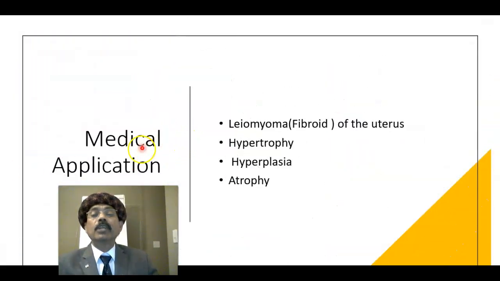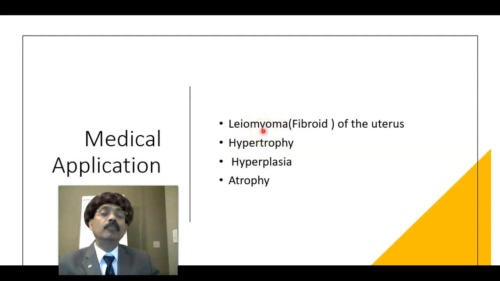Some medical applications: leiomyoma is a tumor of the smooth muscle, the myometrium of the uterus. Although it is called fibroid, this is a misnomer. This is a benign tumor and it may obstruct the uterine cavity and cause excessive hemorrhage, menorrhagia. It may even lead to infertility to a certain extent. Hypertrophy means cell size is increased. Hyperplasia means cell number is increased. Atrophy means cell size is decreased.